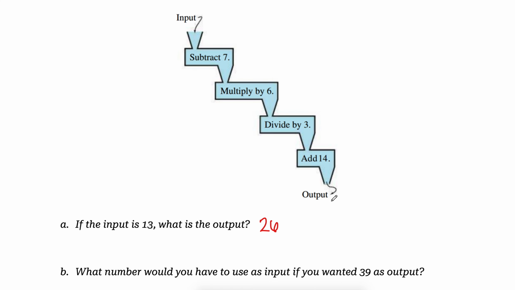So if I start at 39 as my output, instead of adding 14, because I'm working backwards, I'm going to subtract 14. 39 minus 14 is 25. Then again, working backwards, instead of dividing by 3, I'm going to multiply by 3. So that's 25 times 3. So I'm at 75.